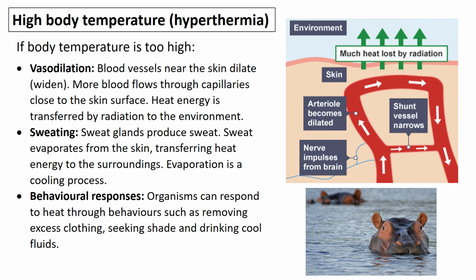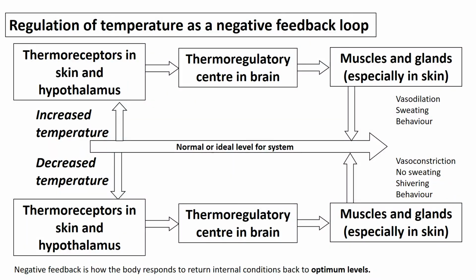Okay, so there's lots of behavioural responses for different organisms that help them to control high body temperature. But the overall pathway of regulation of temperature, you can see it as a negative feedback loop. And remember, negative feedback is how the body responds to return the internal conditions back to optimum levels. And if you have watched the previous video, you'll see this normal or ideal level for a system is never stationary. It's never exactly the same.